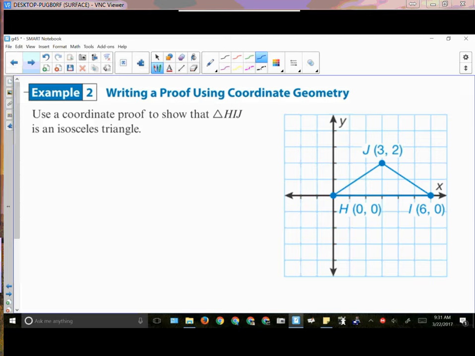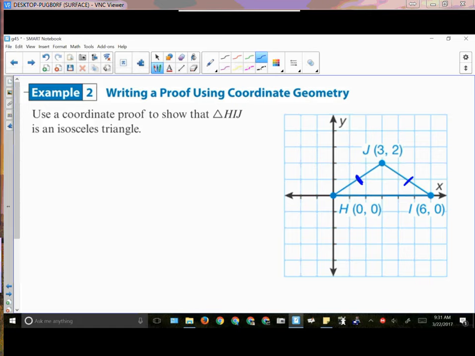So, I want to use a coordinate proof to show that this is an isosceles triangle. Well, what does it mean to be an isosceles triangle? Well, last I checked, isosceles triangles had to have two sides that were the same, correct? So if I look at this, it appears to me that HJ and IJ would probably be the same, correct? Does that look like it?